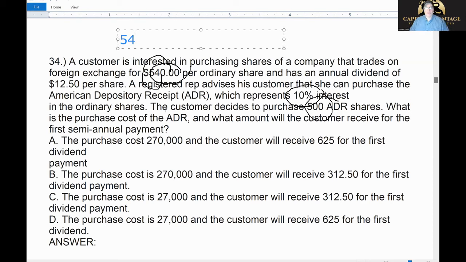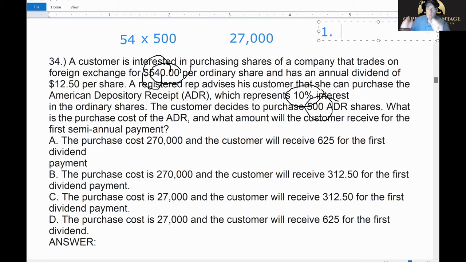Now, how many shares do we have? Well, it's 500. So we're going to do 54 times 500. Let's bend that one out. 54 times 500, so that's 27,000. So now we know it's either C or D. The next part is it's worth 10% of the dividend. It's still 10%. So $12.50 a share times 10% works out to be $1.25. $1.25 times 500 shares again is $625.